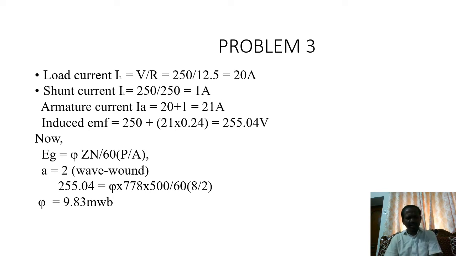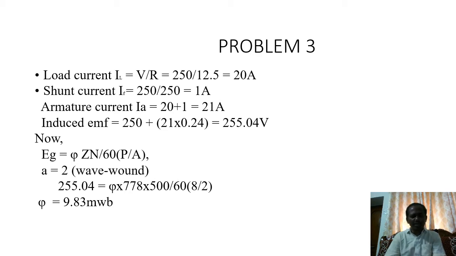Next, you can calculate Eg first. Eg is generated already. Eg is calculated. Now you can calculate Eg is equal to pi Zn by 60 into P by A. But type of winding is lap or wave? Wave is given in this problem. In the previous problem, what we learned: for lap wound, A is equal to P, number of parallel paths is equal to number of poles. But here the number of parallel paths is equal to 2. A is equal to 2.